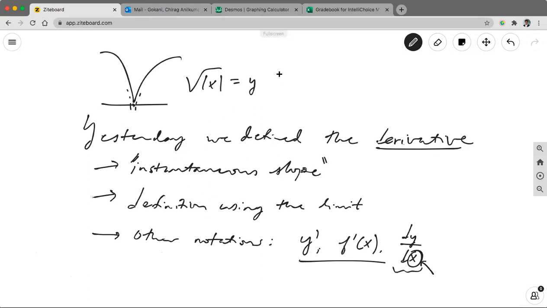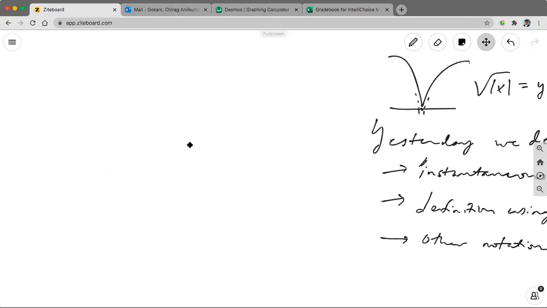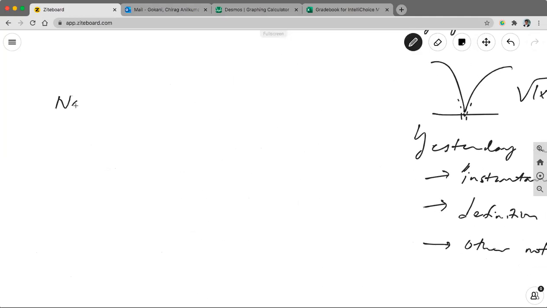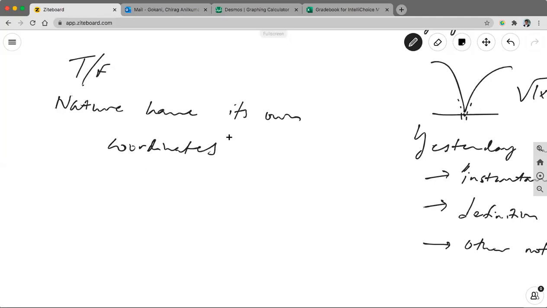So I also just want to, this is not related to calculus, but yesterday, or 2 days ago, I think on the quiz, we talked about, does nature have its own coordinates? There was a true-false question. Does nature have coordinates? Can someone tell me the answer? True, false. Does nature have its own coordinates? Who got it right?